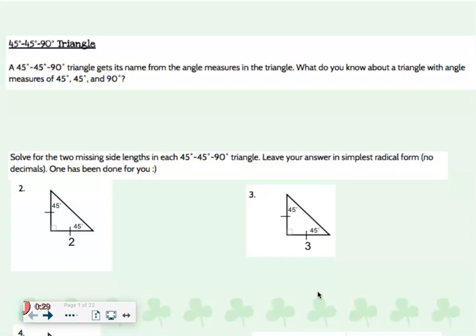The legs are congruent. So if two legs are the same on a triangle, what do we call that? Your options: scalene, isosceles, equilateral. So we know it's an isosceles right triangle. That's what we know about it.